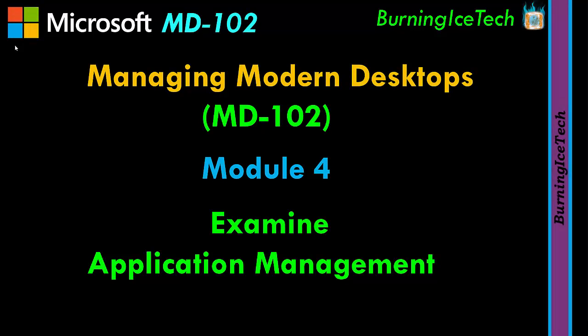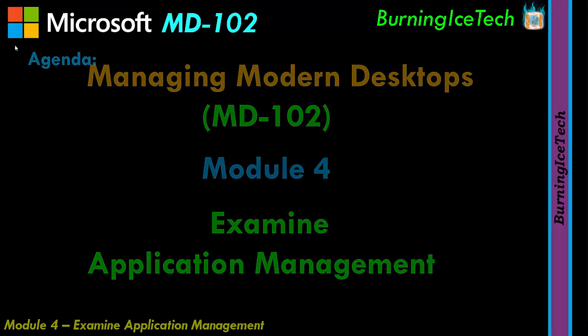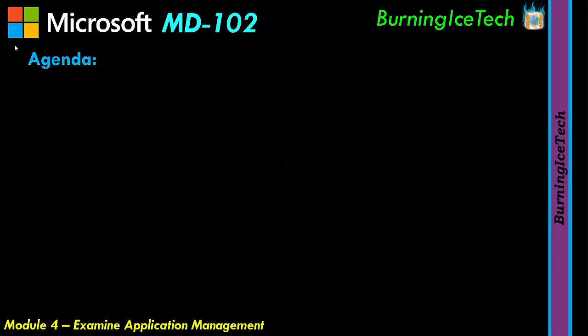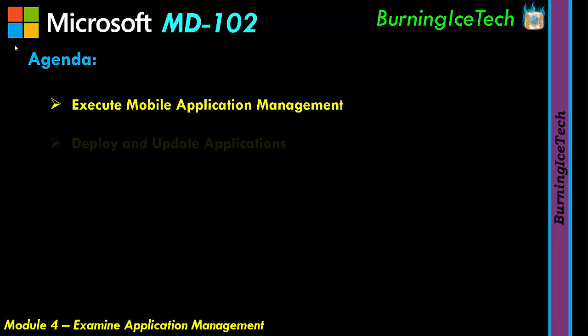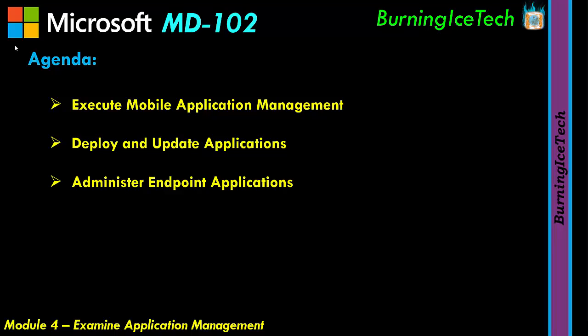Hey folks, welcome back for Module 4 of the Microsoft MD-102 course. This module is called Examine Application Management. It consists of only three main sections, the first of which is called Execute Mobile Application Management. The second is Deploy and Update Applications. The third and the last is Administer Endpoint Applications.